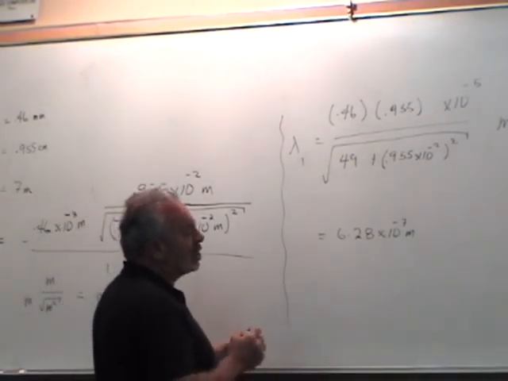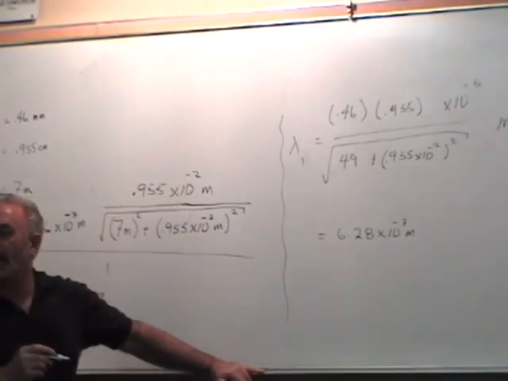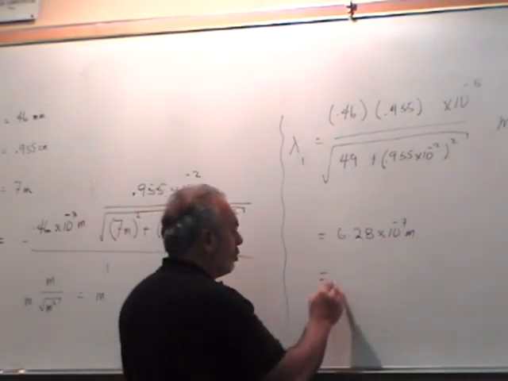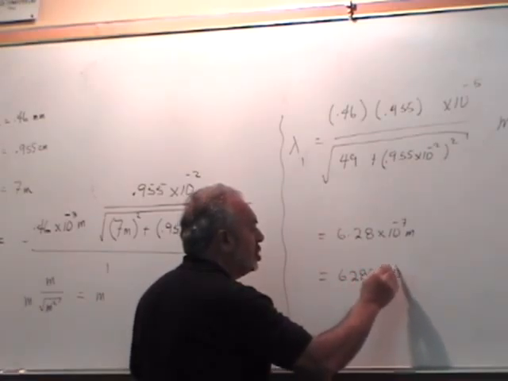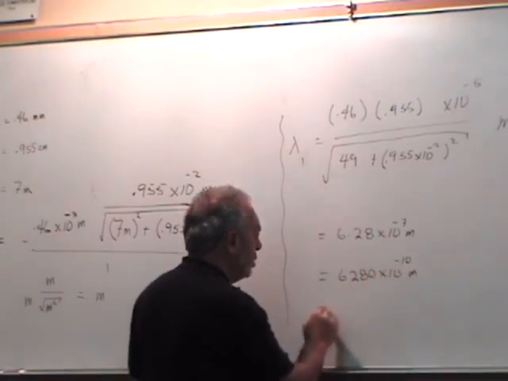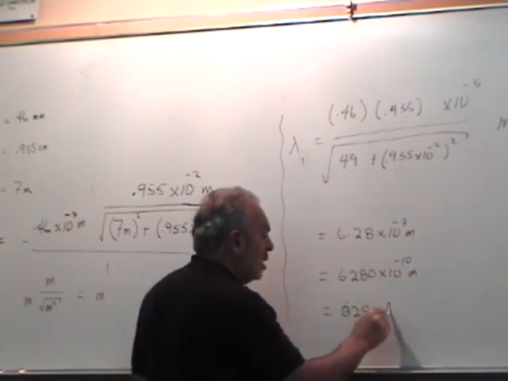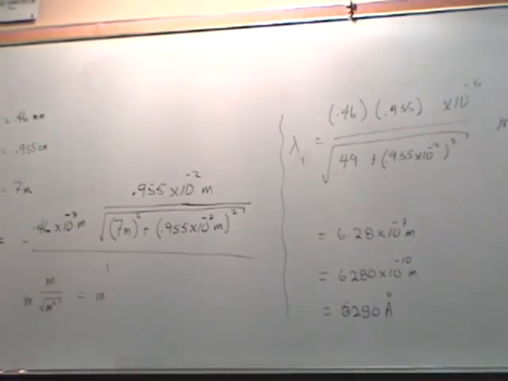But of course I asked for it in angstroms, so you really should make it 10 to the minus 10th meters, shouldn't you? You do that by simply moving that 3 more places, 6280 times 10 to the minus 10 meters. So 6280 angstrom units is the answer you get when you use just the center of the slots.